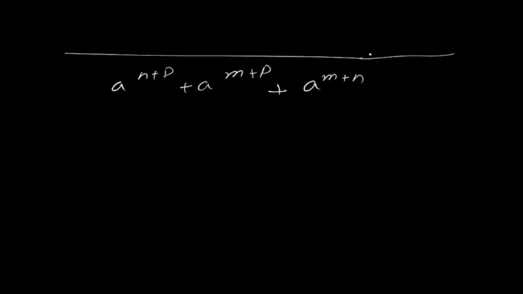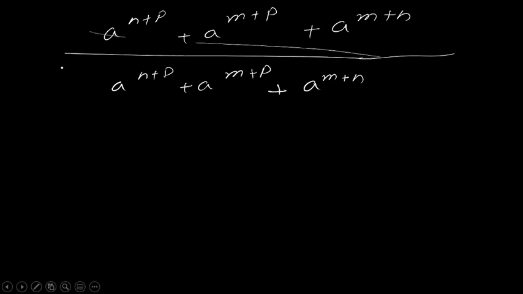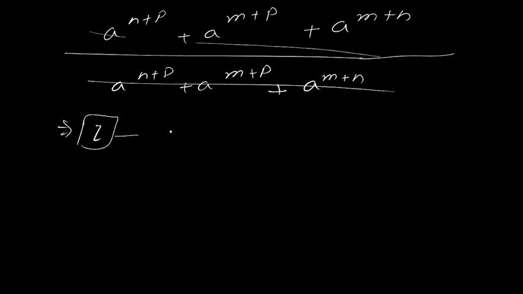Right sir. And here a n plus p plus a m plus p plus a m plus n, right? Now ups and down both are same, so simply this and this will get cancelled and you will be left with 1. So can you tell me, do you have any option like this? 1, yes sir, C number is the option.